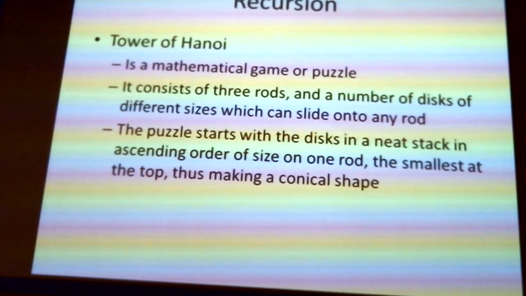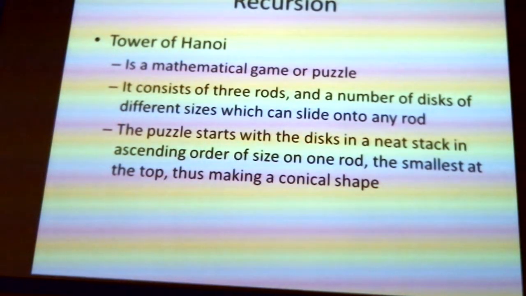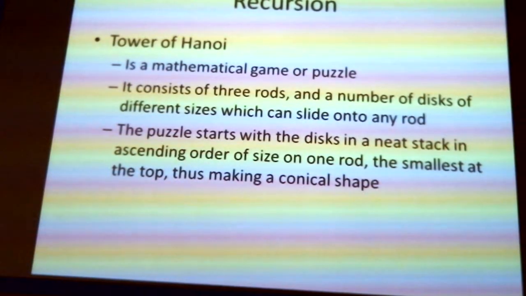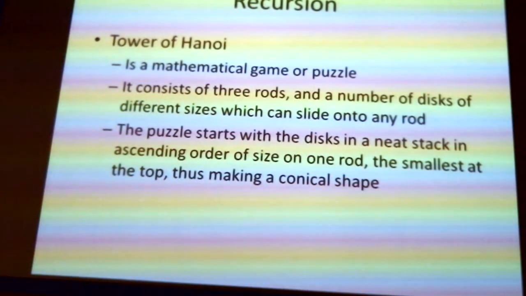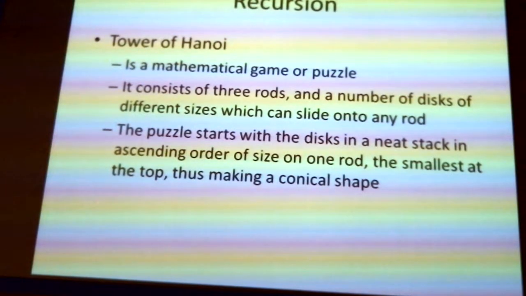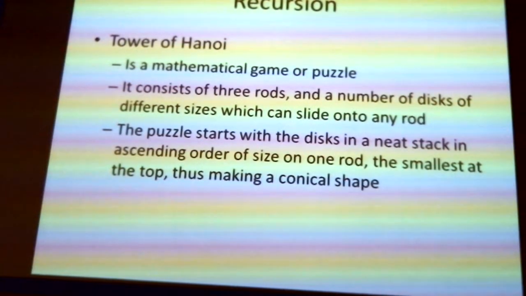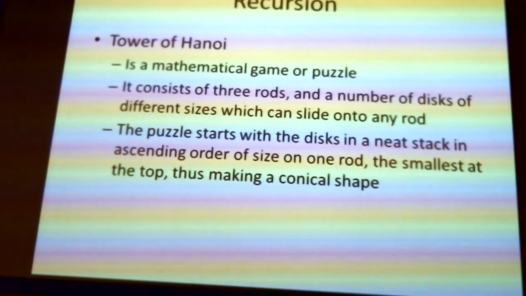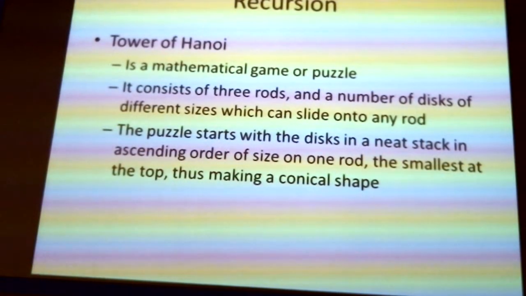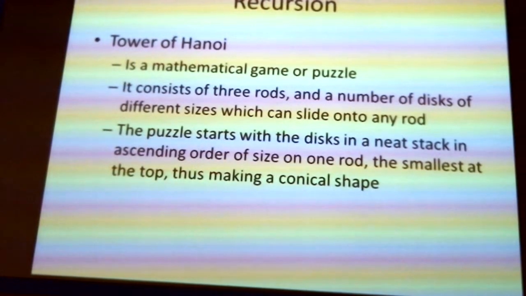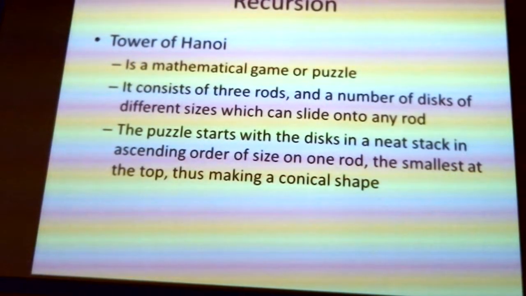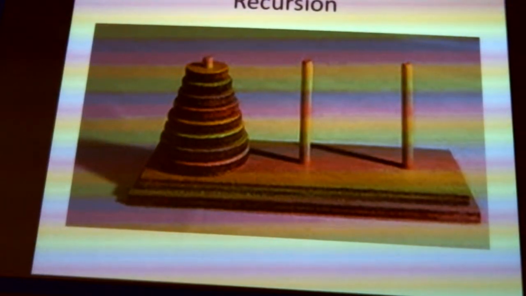So what is it in the first place? It's a math puzzle, and it has three rods and then some number of discs, and they're varying in size. The smallest one's on the top, and the biggest one's on the bottom. The puzzle starts stacked on one peg, with the smallest disc on top. So this is kind of what it looks like.